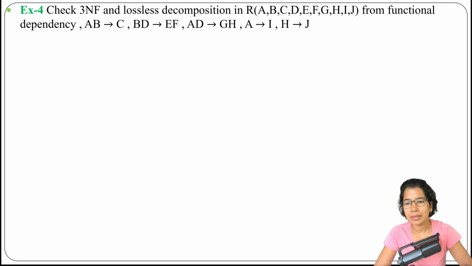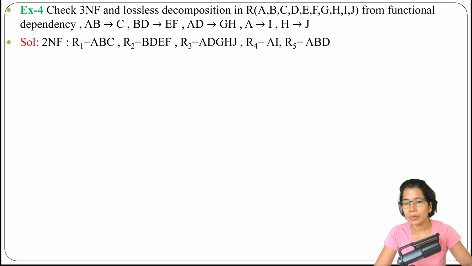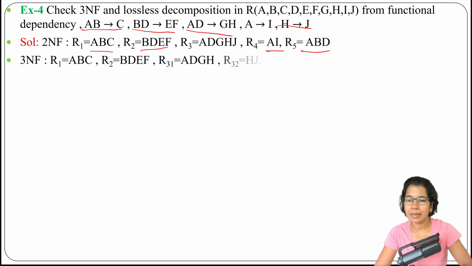Now I'll check the last example, example 4. In 2NF there are 5 tables, 5 relations: ABC, BDEF, ADGHJ, AI, ABD. In 3NF, we'll remove the transitive dependency ADGH, HJ. We'll remove HJ from ADGH, and the rest will all be the same because they are all from one functional dependency. So just R3 will split, R3 will decompose into 2 relations ADGH and HJ.